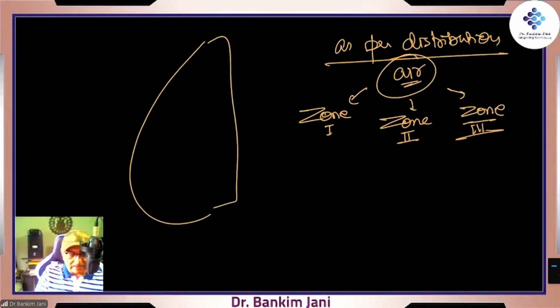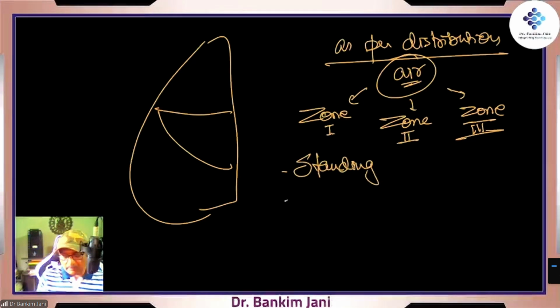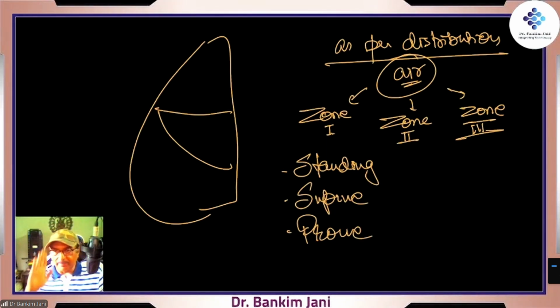So if I say that this is the right lung, right? This is zone 1, this is zone 2, this is zone 3? No. It can be or it might not. Why am I telling this? At first we'll see what happens when the patient is standing, what happens when the patient is supine, and what happens when the patient is prone, ulta soya. Starting with standing, because when standing, the gravity will come into the picture.